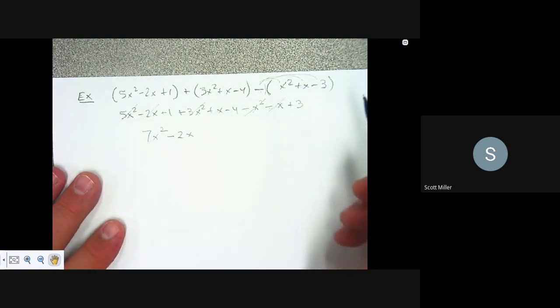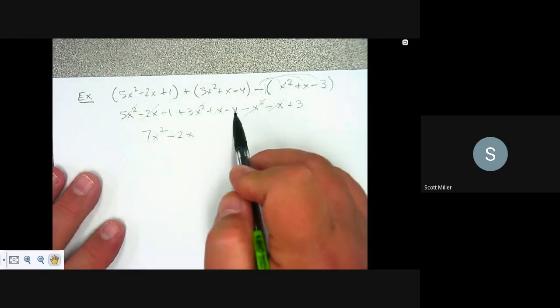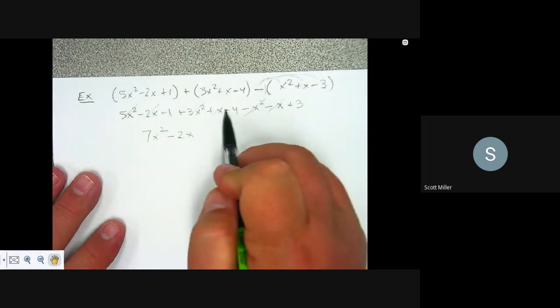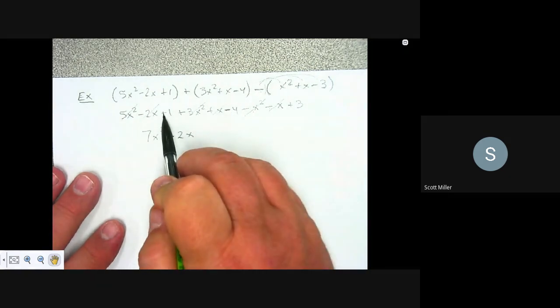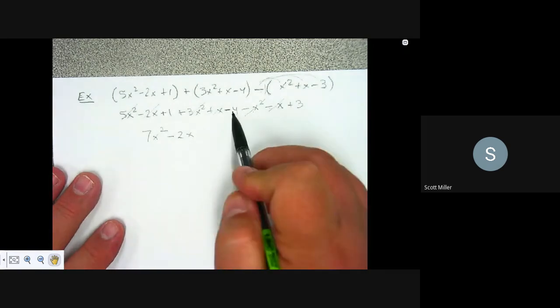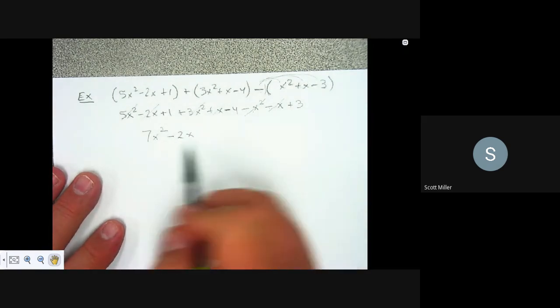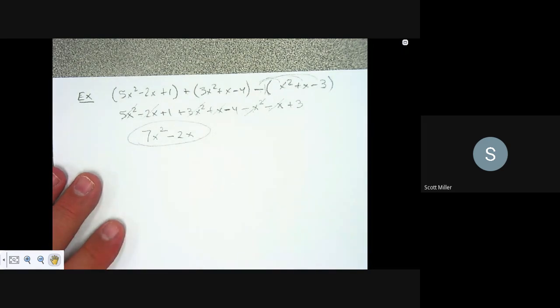And then I do the constants. So I have a 1 minus 4 plus 3. As we can see from that, they're also going to drop out because 1 plus 3 is 4, minus 4 is 0. So there is no plus nothing. You don't need to put plus 0. And that is your solution right there.